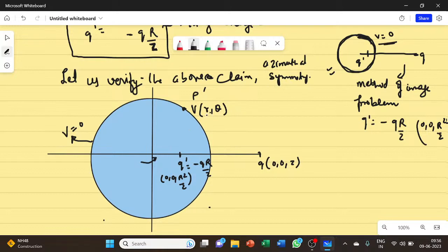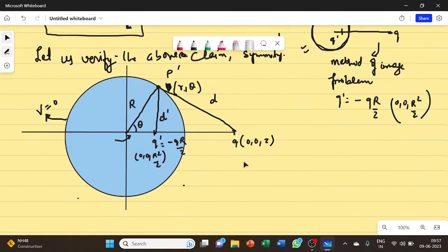There is only dependence on r and theta, and I want to find the potential at any general point r comma theta. That is what I have written as P dash here. Let's say this P dash from here to here will be at a distance r. This r is the radius of the sphere. Let's say this distance is d dash, this distance is d, and let us take this angle as theta.